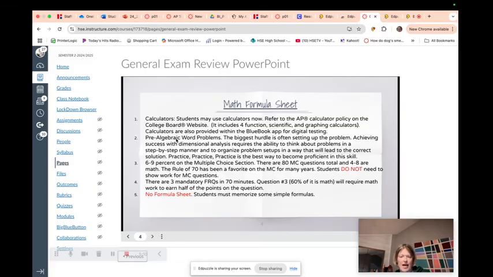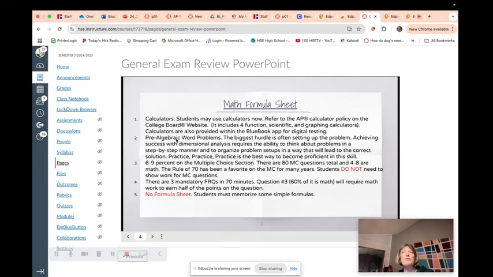So make sure that you know that, and maybe it would not be a bad idea to go back to Unit 3 and practice a couple of those problems. Okay, there are also three mandatory FRQs on the test that you have 70 minutes to complete. And question number 3 will always be the math question, and approximately 60%, or 6 points, will come directly from the math.